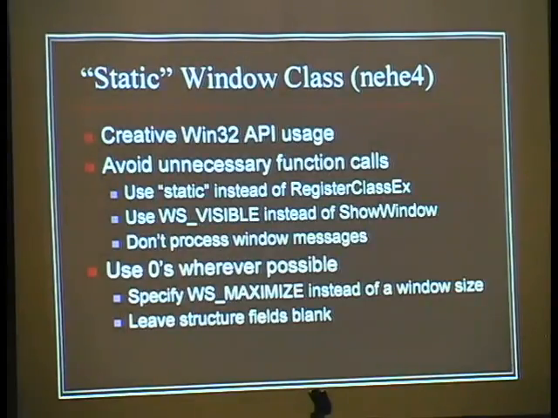Now we have to get into the realm of creative use of the Win32 APIs. Now this is probably going to be weird, but it works. For example, normally you register a window class and then use that window class to build your window. Now Windows has some built-in classes for things like buttons, edit text boxes, static controls. So we just use one of those as our window class instead. That saves a function call. Normally you call show window to show your window. Well, just use the WS_VISIBLE flag.